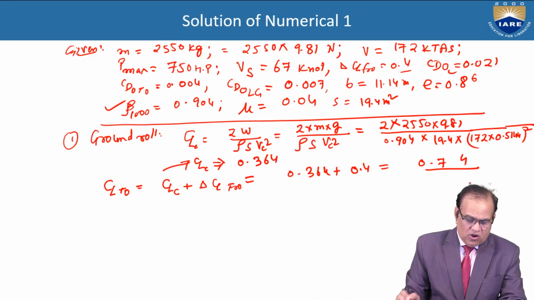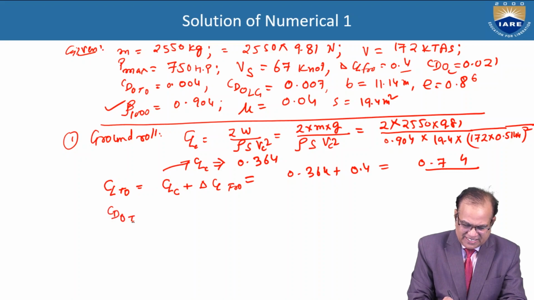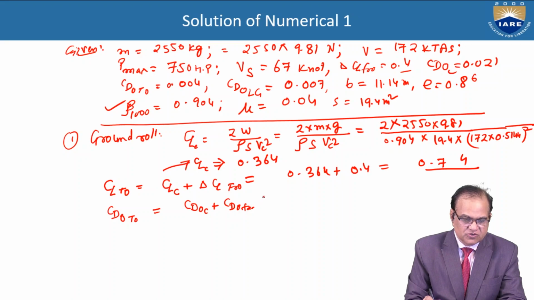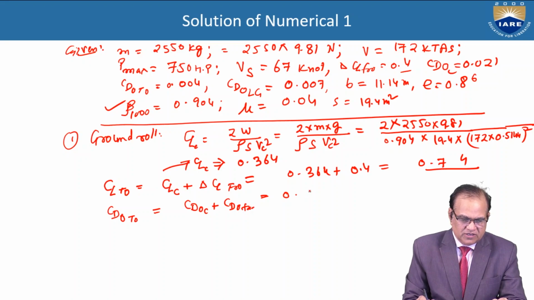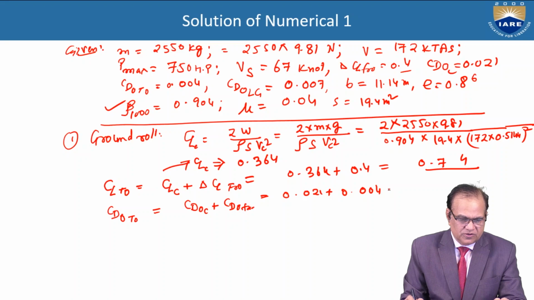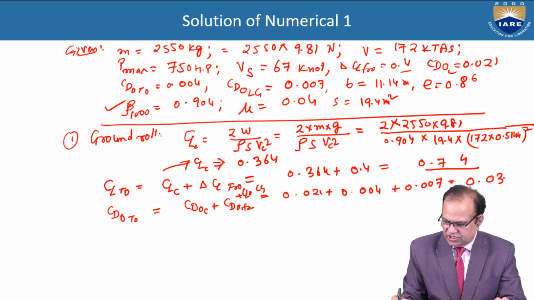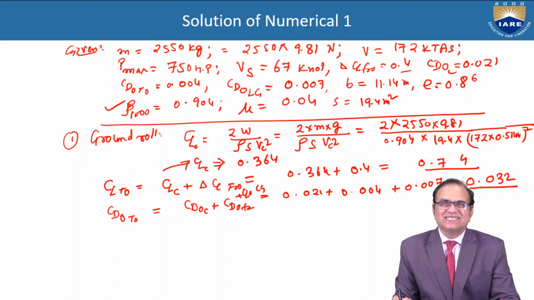Now we have to find out the CD naught of the takeoff. And this CD naught is equal to CD naught of the cruise plus CD naught of flap plus CD naught of LG. So CD naught is equal to 0.021 plus 0.004 plus 0.007. So you will get 0.032. So this is the total CD naught for the takeoff condition.